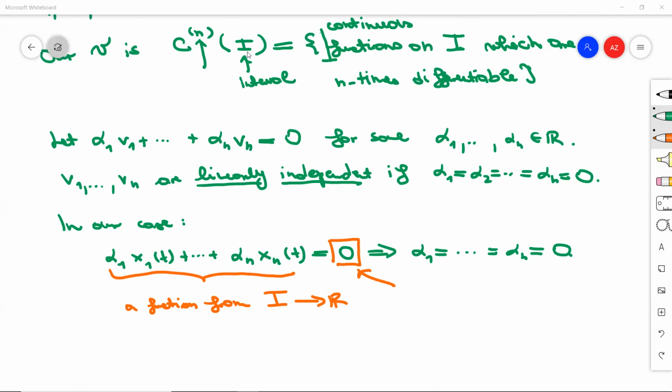So what is the neutral? The origin in the vector space is the neutral element for addition. So which function doesn't change? If we add some function to any other function, this function doesn't change. Which function is that?